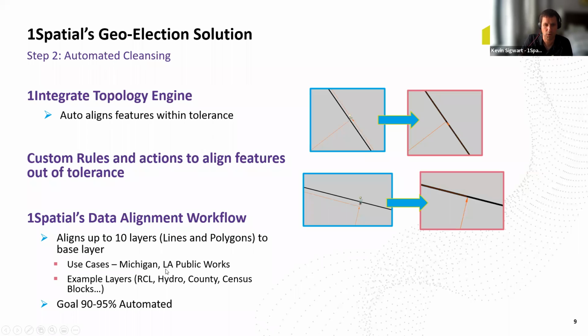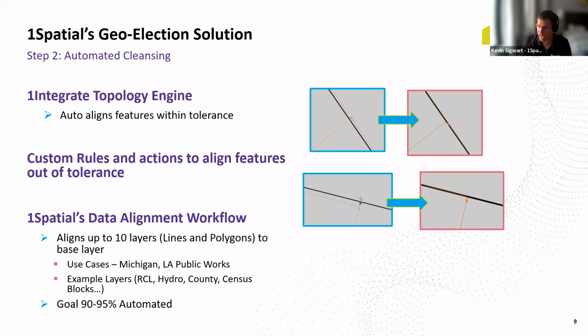And that's also led to some work we've done for Michigan, doing almost the identical workflow. But what we've built through this workflow is the ability to take up to 10 layers and auto align those 10 layers based off of a base layer data set. So you could throw in things like road center lines, hydro data, the county, census blocks, and so forth, and get those all auto aligned.